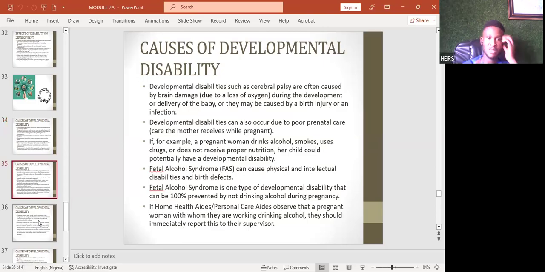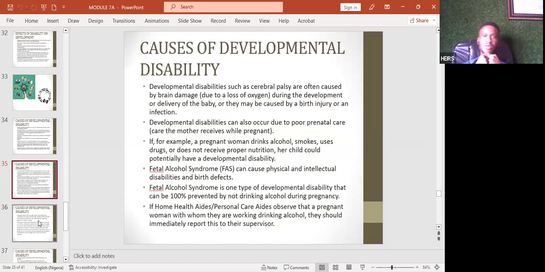Now, developmental disabilities such as cerebral palsy are often caused by brain damage. Cerebral palsy is the inability to move or control the muscles. Cerebral, from the brain, good. Cerebral palsy is also caused by what? Brain damage, maybe due to loss of oxygen during development of the baby in the uterus. It may be caused by birth injury or an infection too. So the person that has cerebral palsy, it is mostly caused by brain damage. That is, the brain is not receiving enough oxygen and enough nutrients as it needs.